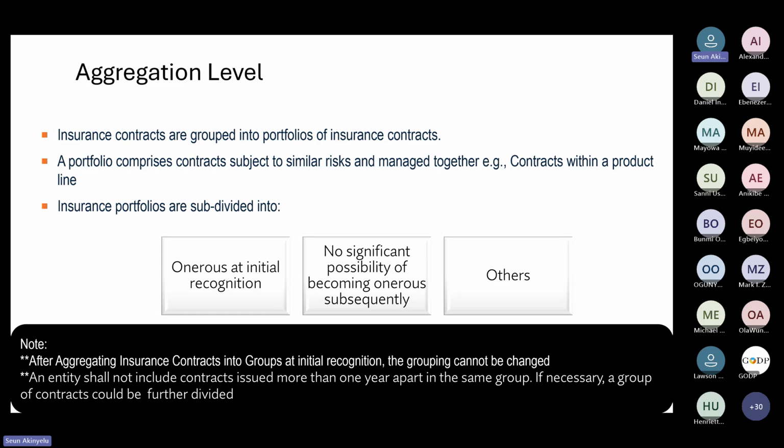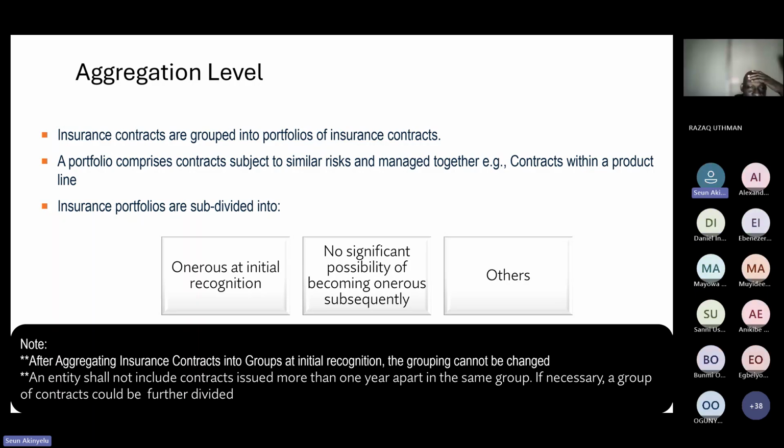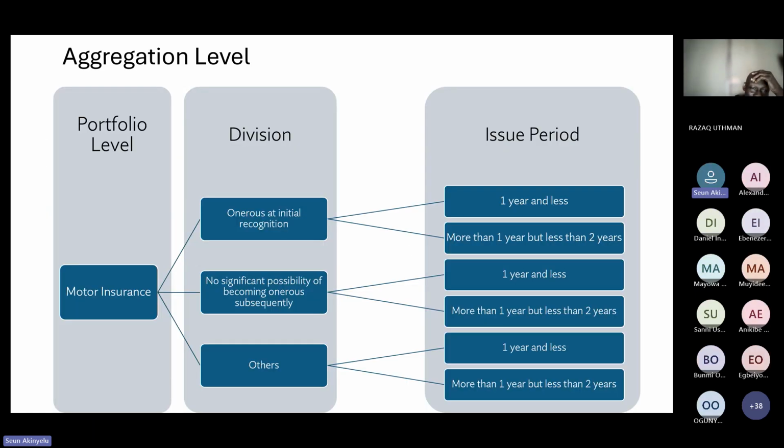So that means that you would have the portfolio. Under the portfolio, you now have the ones that are onerous at initial recognition and the ones that have no significant possibility of being onerous, meaning that you are normally supposed to be profitable, the normal ones. You will have them in another bucket, then you have others in another bucket. So effectively it will look like this: a portfolio, motor insurance for example, the ones that are onerous at initial recognition, those that will not be onerous, and others.